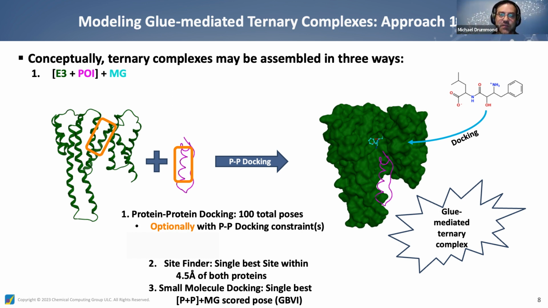Once we have that, it can serve as a docking site, and we simply do small molecule docking to put a putative molecular glue into that identified site. We take the single best scoring pose using Mo's default scoring function, and that's your ternary complex. That is the three components: protein 1, protein 2, and the molecular glue. And we just repeat this for the 100 poses of the protein-protein dock poses, and we give you a library of 100 possible answers.